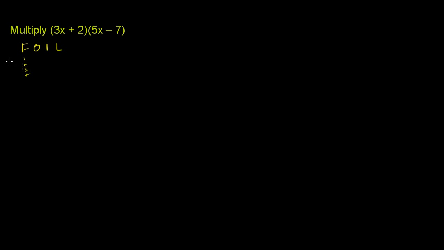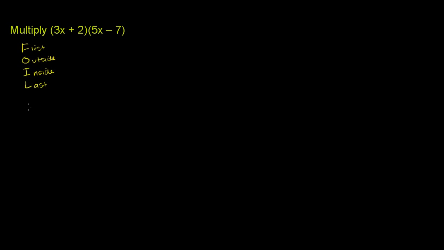So FOIL literally stands for first, outside. Let me write it this way. Let me write FOIL, where the F in FOIL stands for first. The O in FOIL stands for outside. The I stands for inside. And then the L stands for last. And the reason why I don't like these things is when you're 35 years old, you're not going to remember what FOIL stood for, and then you're not going to remember how to multiply this binomial.